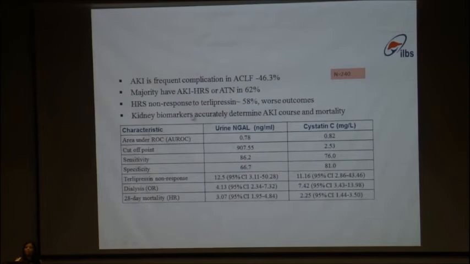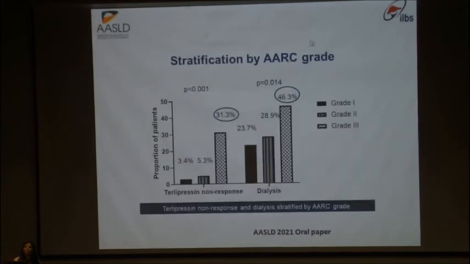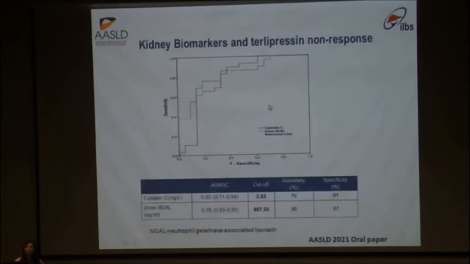We showed the relevance of two important biomarkers, urine NGAL and cystatin C, in identifying terlipressin non-response and dialysis. These biomarkers were also able to predict mortality, because if you improve renal outcomes, you can improve survival. If you see the ARC grading, patients who were more likely to not respond were those with more severe liver failure. Again, liver failure is driving this, so the higher the severity of liver failure, the higher the chance that your patient will not respond to terlipressin alone.